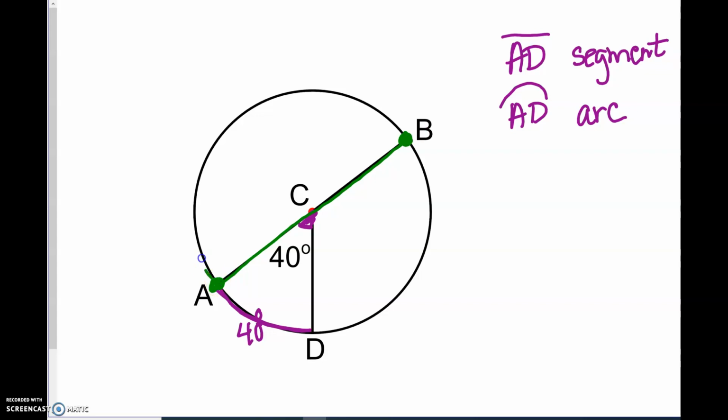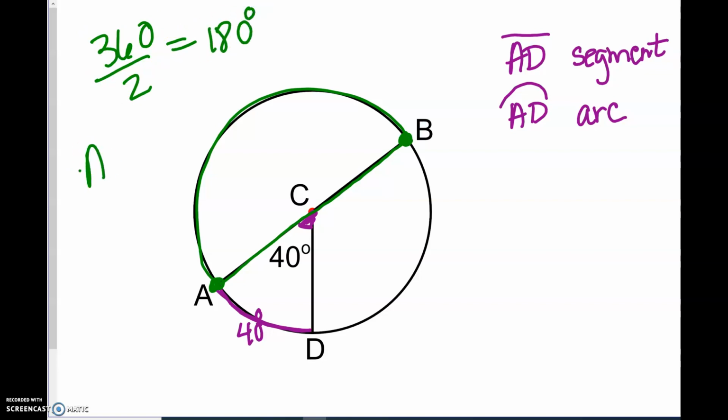And then if we went from A to B, what would that measure be? Well, because a whole circle is 360, we're talking about a semicircle. So we're going to take 360 and divide by 2. So that's going to be 180 degrees. Now, they do not differentiate when they say AB and they're looking for the measure of arc AB. It doesn't matter if you go around the circle this way to B or if you started at A and went this way to B. No matter which way you're talking about it, it's still going to be a semicircle to find that measure.